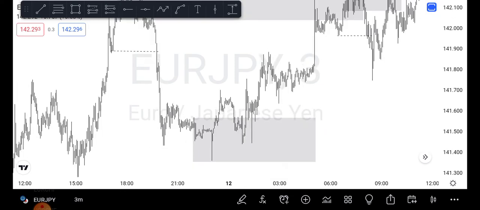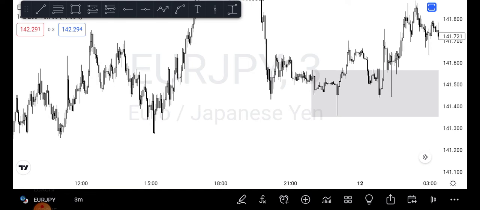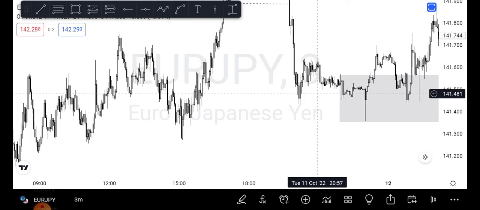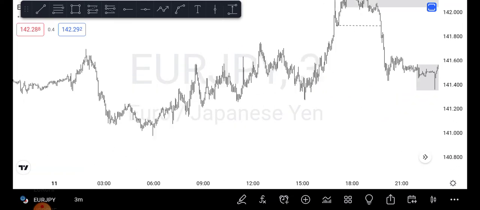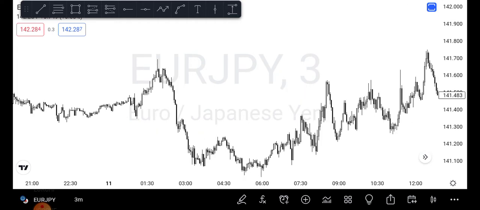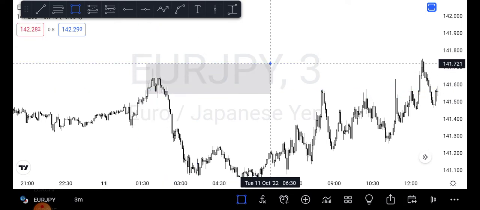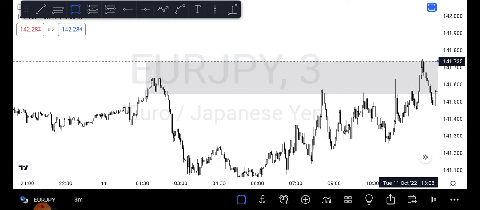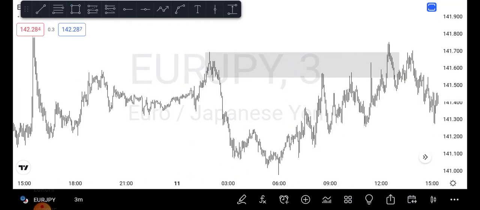Okay, let's look for other examples of demand zone. Is this a good example? It's also a good example, but I want another example. I want another one, another one. Okay, this is another example of a supply zone. Look how market was consolidating around that place. Another good example. See how the reaction.